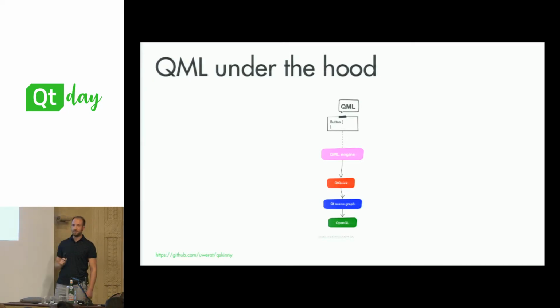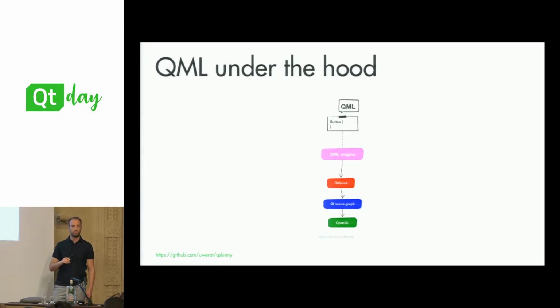Then the QML engine that you instantiate at runtime takes that QML and transforms it to elements on the C++ side, on the QtQuick side more precisely. So it creates objects in C++, sort of like in a one-to-one mapping. We'll look into that a bit closer.